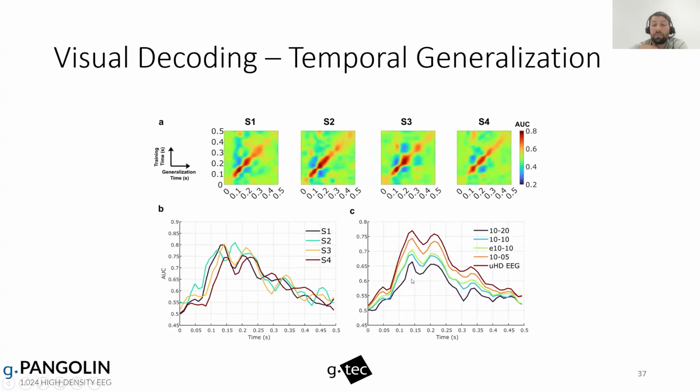But what we also saw is actually a different temporal behavior. So we have a faster increase, a faster onset of accuracy using a higher density electrode system than a lower density electrode system. So the spatial resolution of the EEG electrodes also gives us improvements in temporal resolution of decoding.